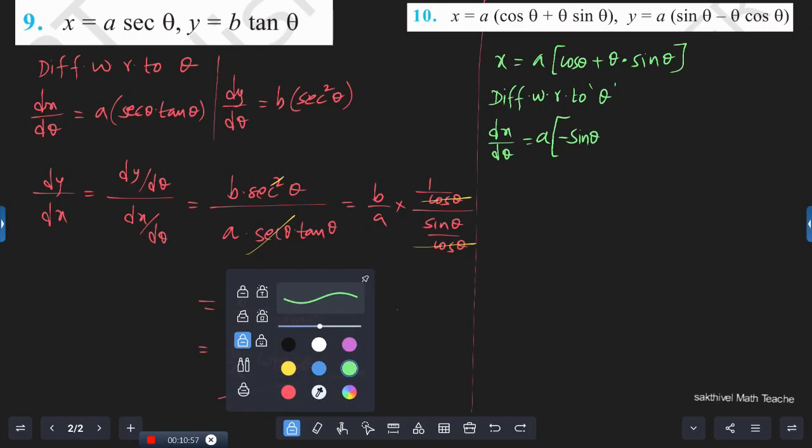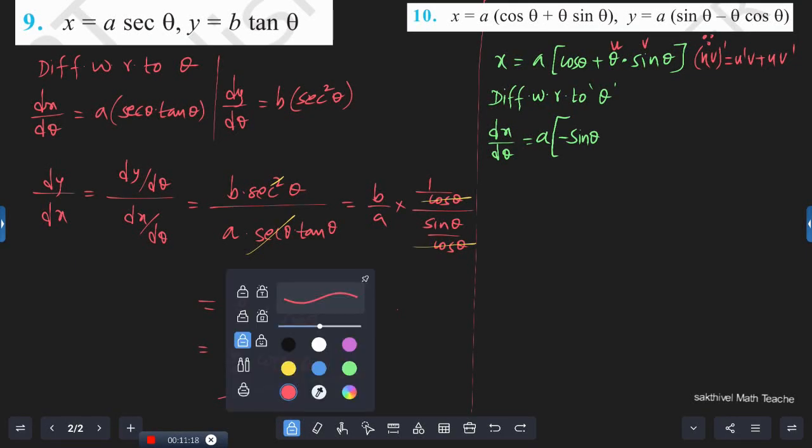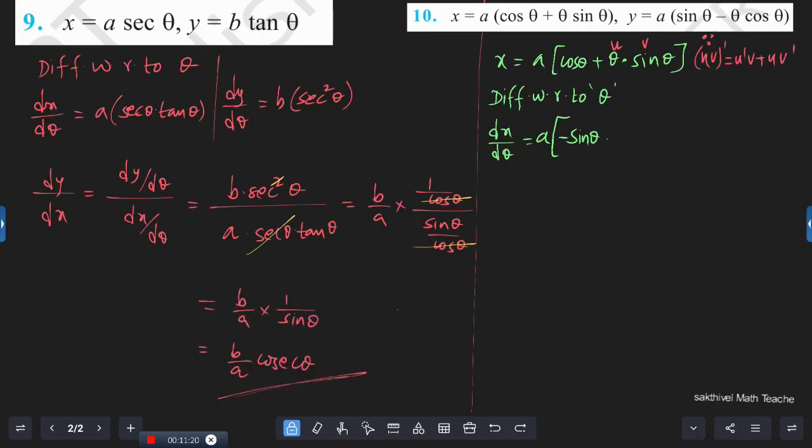And then next you can notice that this is a multiplication. Theta is one variable, sin theta is one more function. So you want to use the u, v formula. Do you remember the uv derivative formula? Yes, u dash v plus u v dash. That formula I am going to use here.